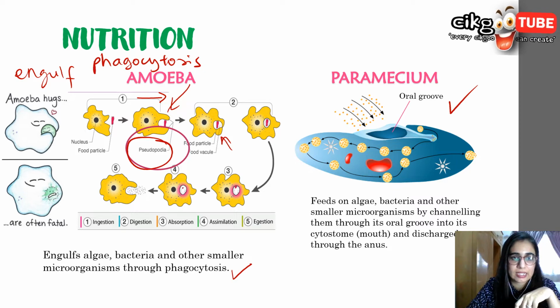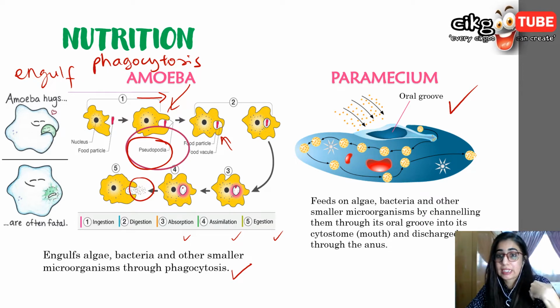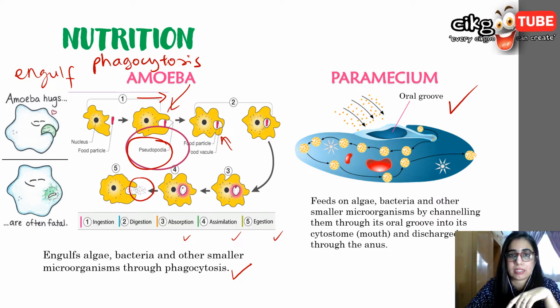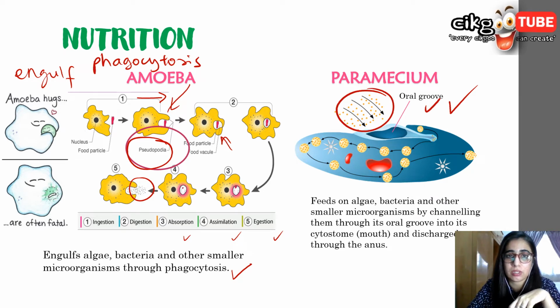Okay, so they ingest, then they digest, then they absorb and assimilate, and then they eject, removing out from the cell whatever is not needed. For paramecium, the presence of cilia beating will help to transfer the food particles into the oral groove. So this food particle will enter into the oral groove.